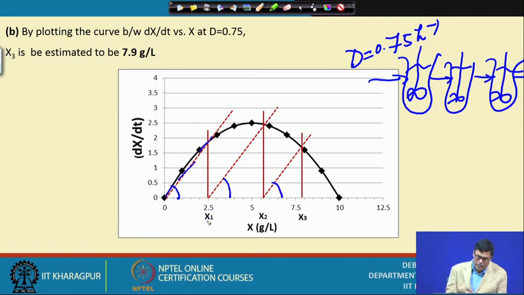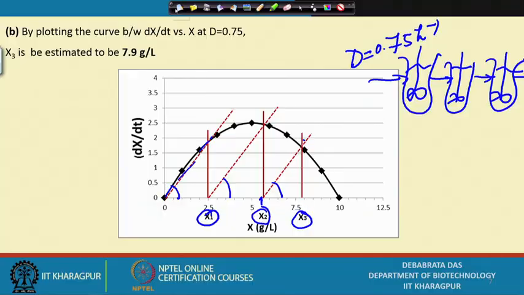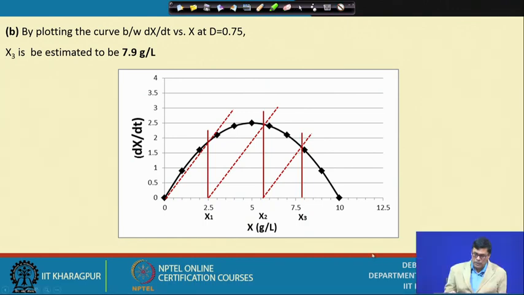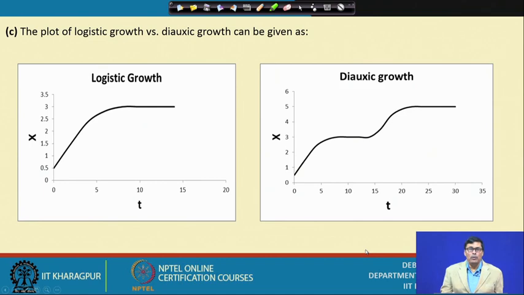Here we have the value of x1, and then here we have the value of x2. This is the point that we have, and here we have the value of x3. So graphically we can easily find out that after the third reactor in series, what will be the concentration of the cell mass under steady state condition. Now, if you go to the last part of this problem, what it is saying is that we are talking about diauxic growth of the organism.